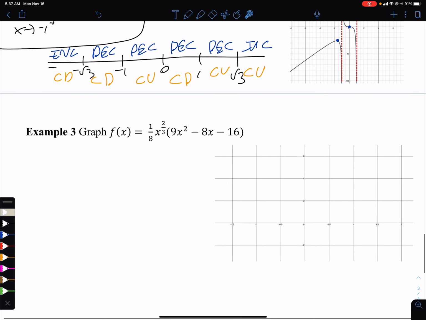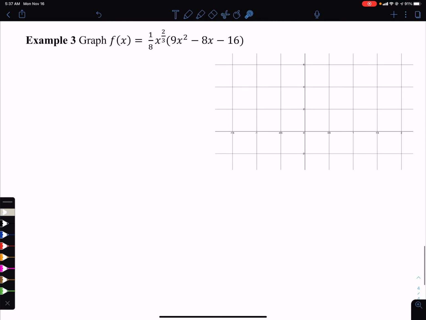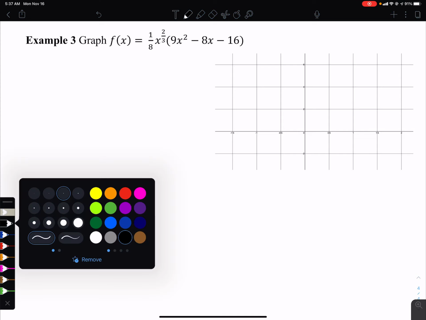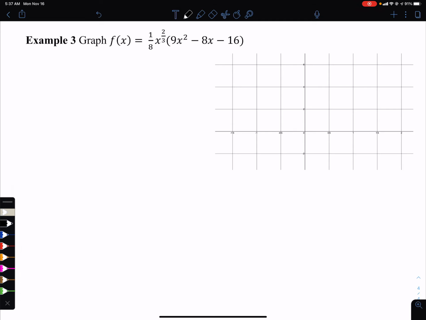We have a third example. Craziness here. And hopefully this graph is right. So for this third example, just to save time, I'm going to skip some stuff and get right to the important things. We need the first derivative, and I'm just going to give it to you. The first derivative is going to be this.